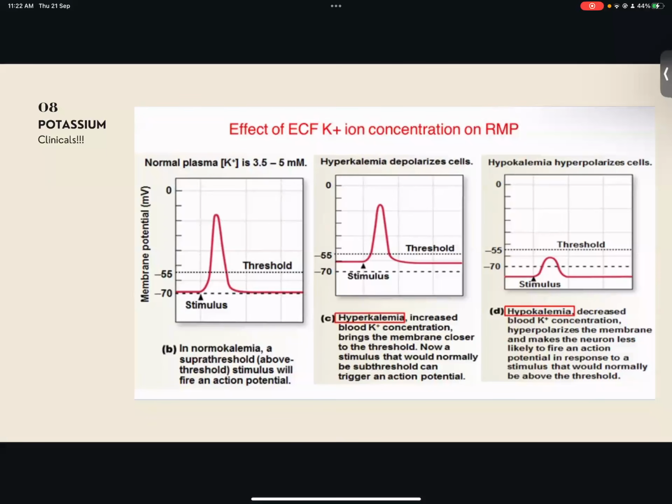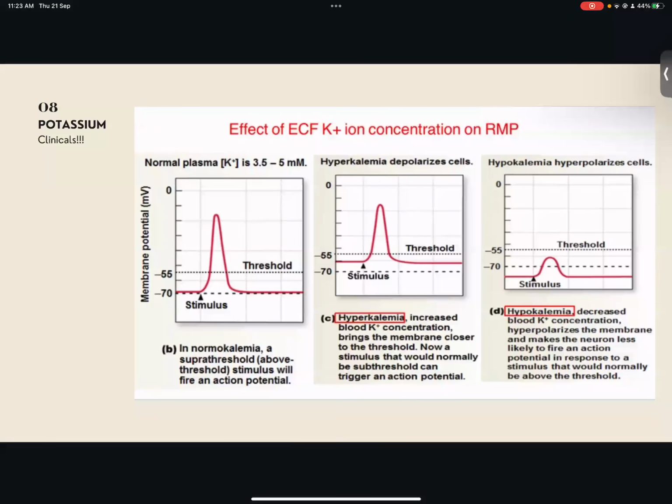Okay, now, say that you have a stimulus that in normal situations, in normal kalemia, is not strong enough to take the resting membrane potential to the threshold potential. When you have that stimulus in normal kalemia, nothing will happen, right? An action potential won't happen because you still haven't reached threshold.